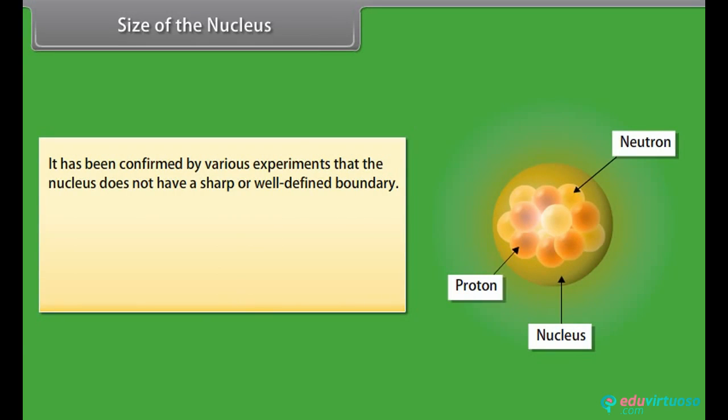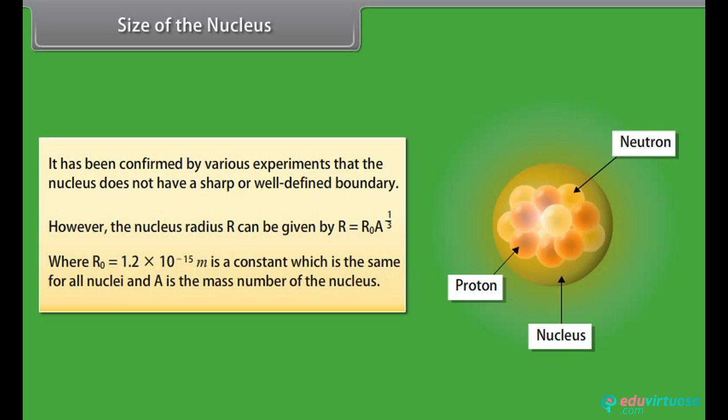Size of the nucleus. It has been confirmed by various experiments that the nucleus does not have a sharp or well-defined boundary. However, the nucleus radius r can be given by r equals r0 into cube root of A, where r0 is equal to 1.2 into 10 raised to the power minus 15 m, a constant which is the same for all nuclei, and A is the mass number of the nucleus.